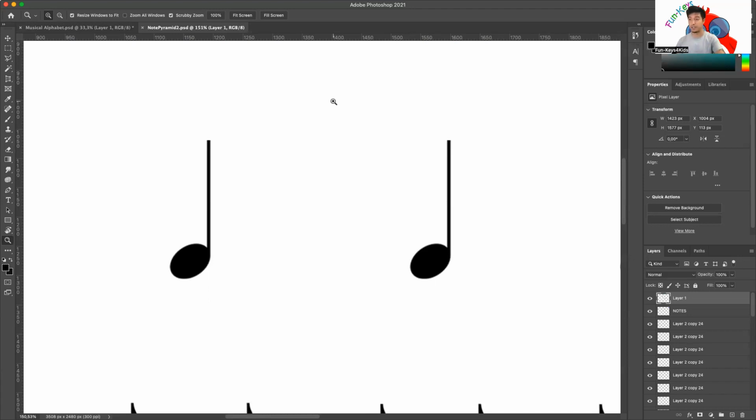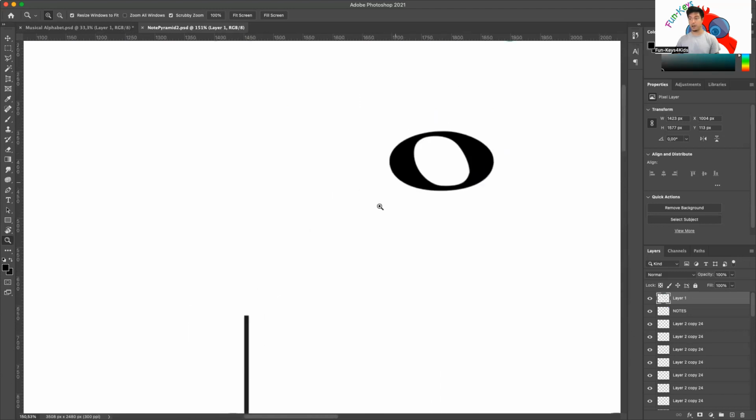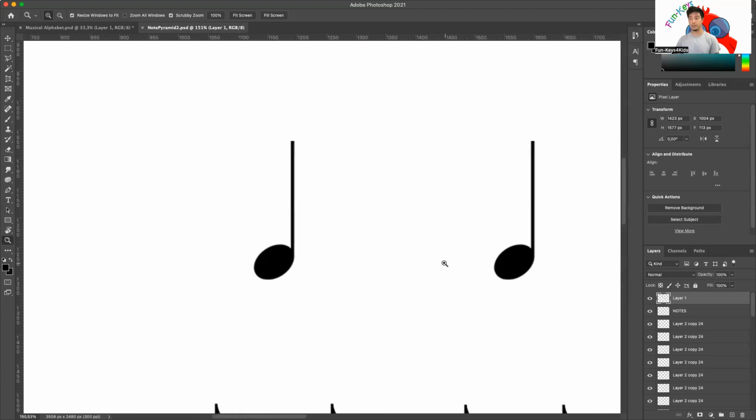A semiquaver, you know it. But this is called a quarter note because it's not a whole note and it's not a half note, it's a quarter note.